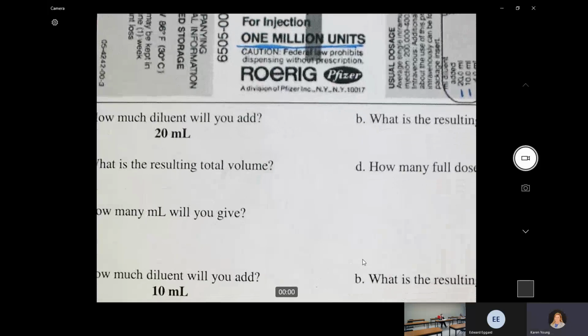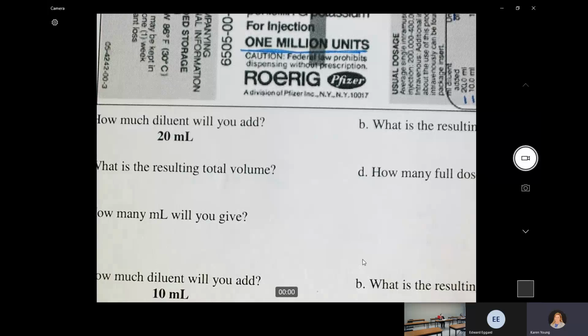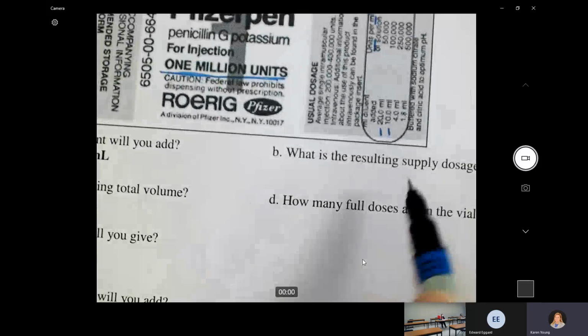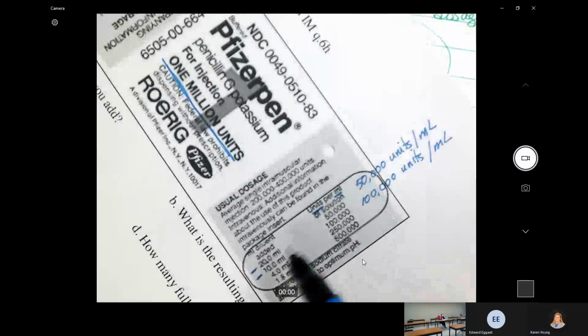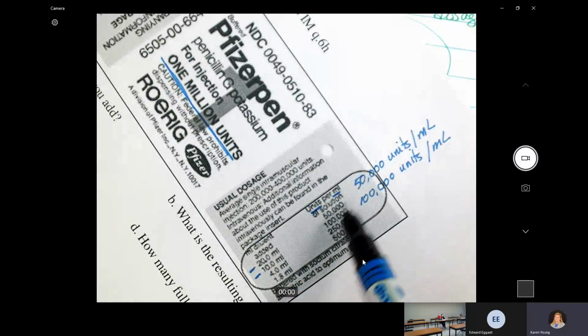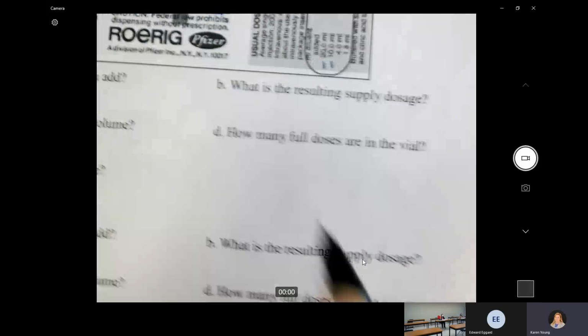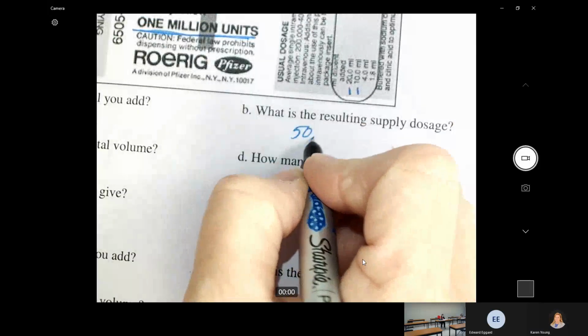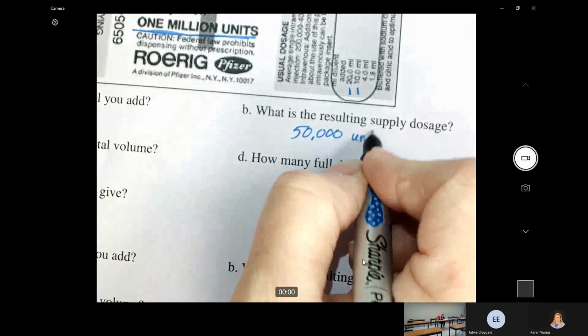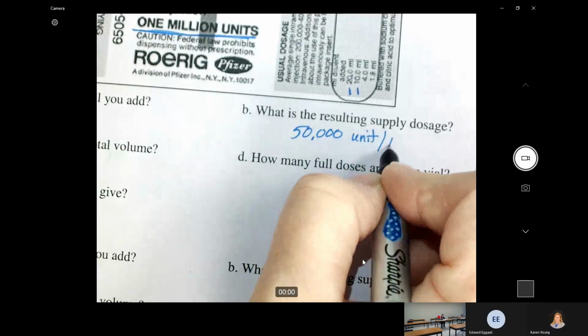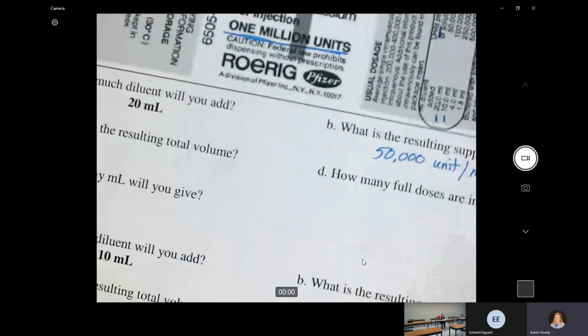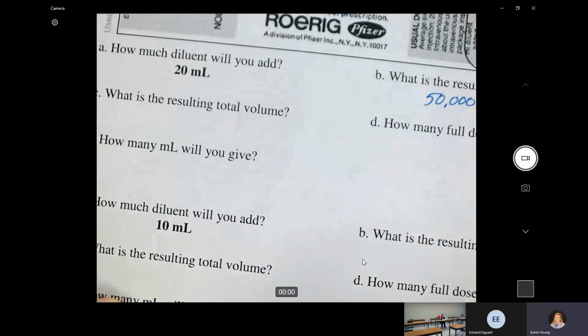So what we're going to do is look at each one kind of individually. All right, so I've got this set up. If we add the 20 milliliter diluent, what's my resulting supply dose? So with 20 milliliters, I had 50,000 units per milliliter. Okay, I'm not going to worry about the resulting volume at the moment. How many milliliters am I going to give?